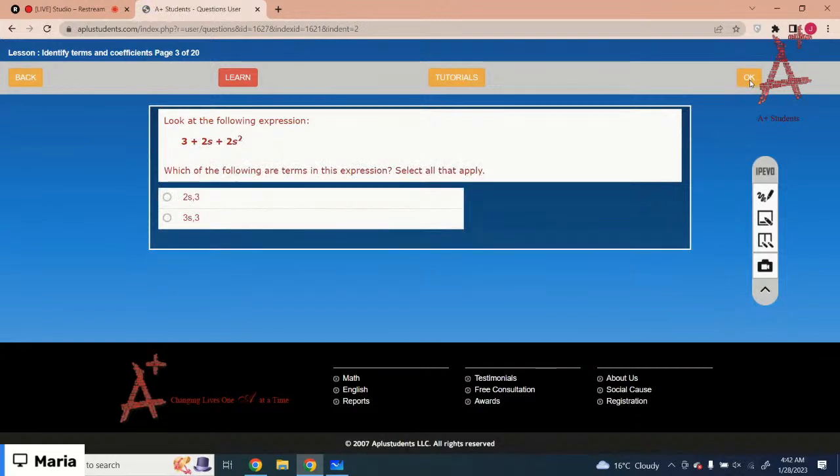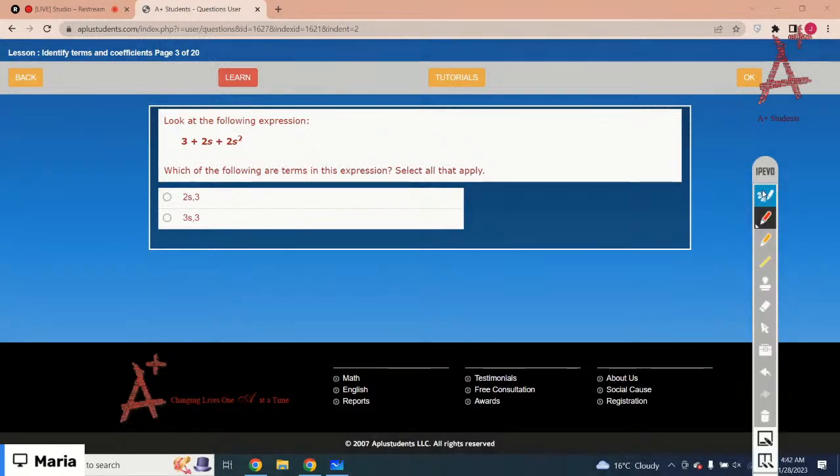Okay, look at the following expression, 3 plus 2s plus 2s square. Which of the following are terms in the expression? You have to look for the terms. Got it? So which are the terms that are added together? It would be 3 and 2s. The correct option is this one because we don't have 3s here. So option number 1 is the correct one. These are the terms in the expression, 3 and 2s. Got it?